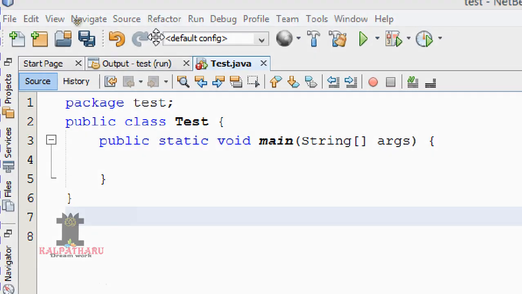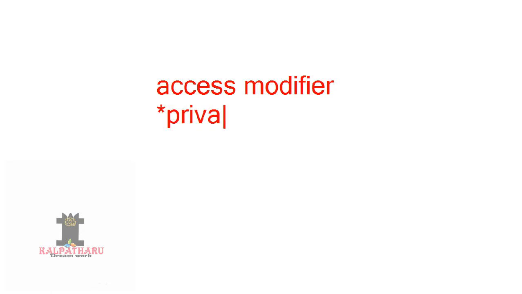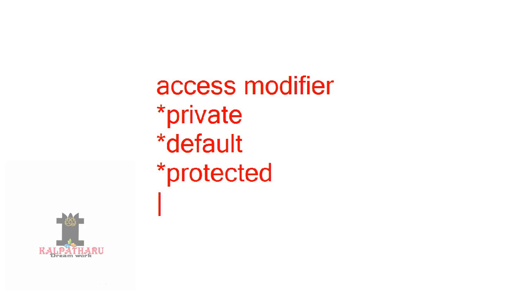This is one of the important tutorials. In this tutorial we will learn about access modifiers. In these access modifiers we have private, default, protected, then comes public. Okay, these are all the access modifiers.